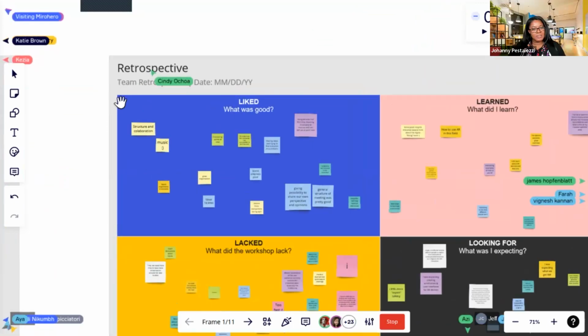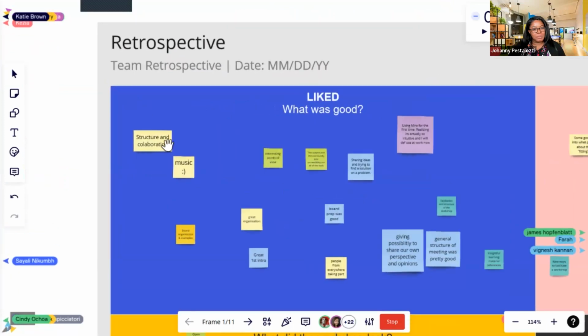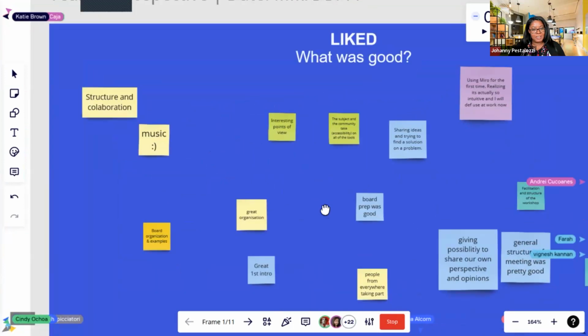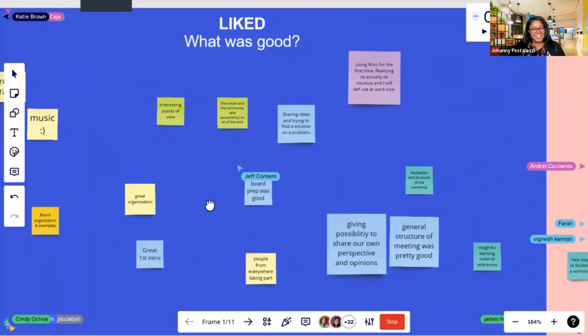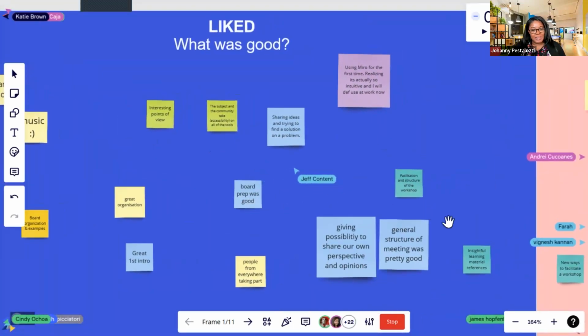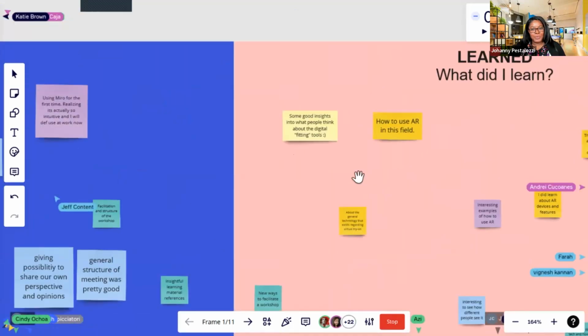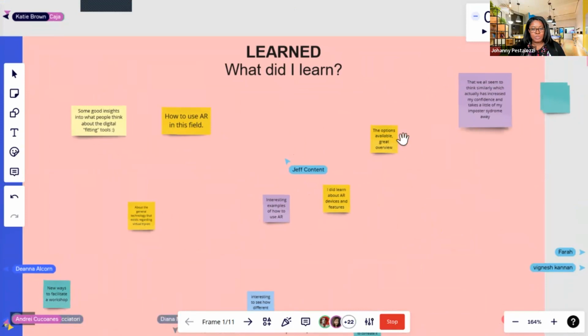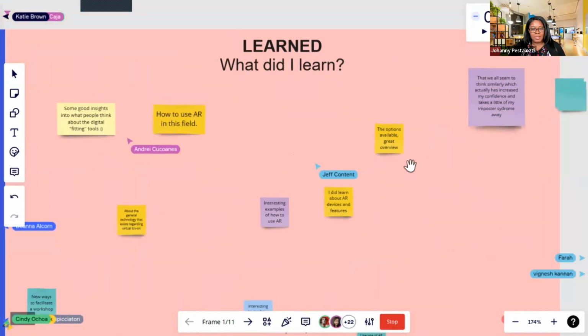Okay. So in the meantime, I may be reading what people like: the structure and collaboration, the music, great organization. Thank you very much. Board prep was good, facilitation and structure. What they learned: how to use AR in this field. That's really nice. The options available, great overview. I learned about AR devices and features.